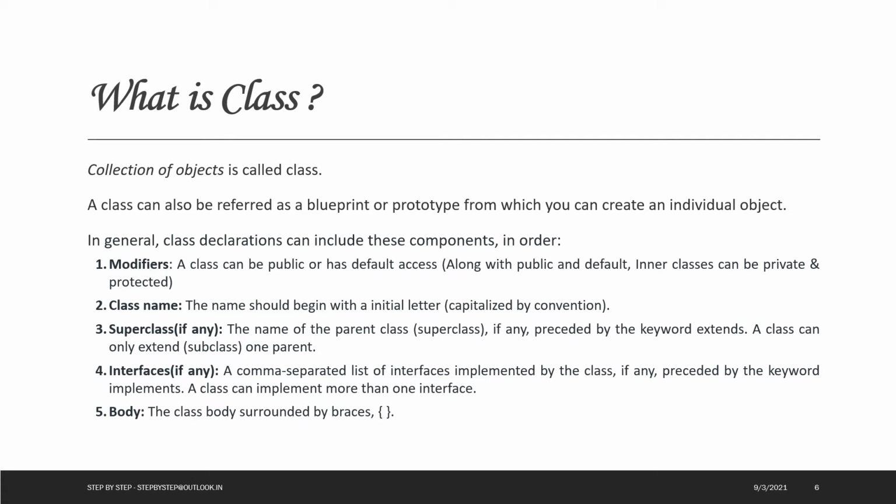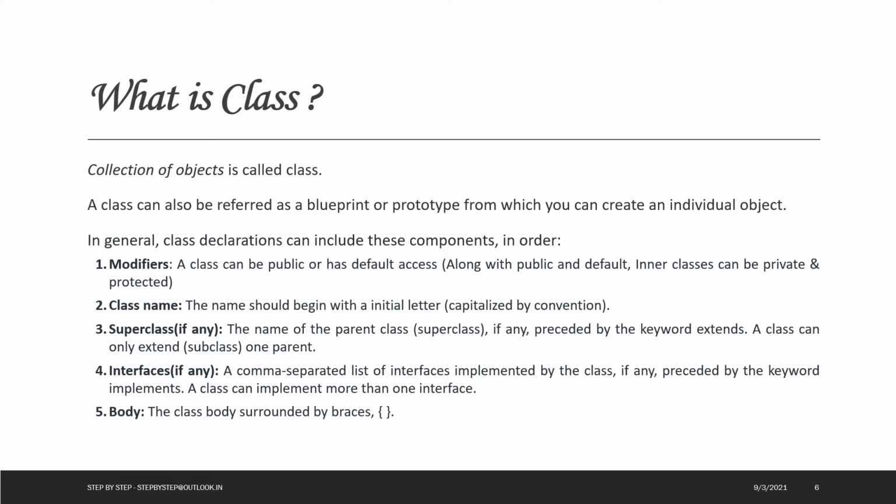So modifiers. A class can be public or has default access. Along with public and default, inner classes can be private and protected. So while declaring the class, you need to declare first the access modifier to the class. So that's why modifiers. Then the class name. The second thing you need to do is declare the class name. By convention, the class name should begin with the initial letter, and it should be capital.